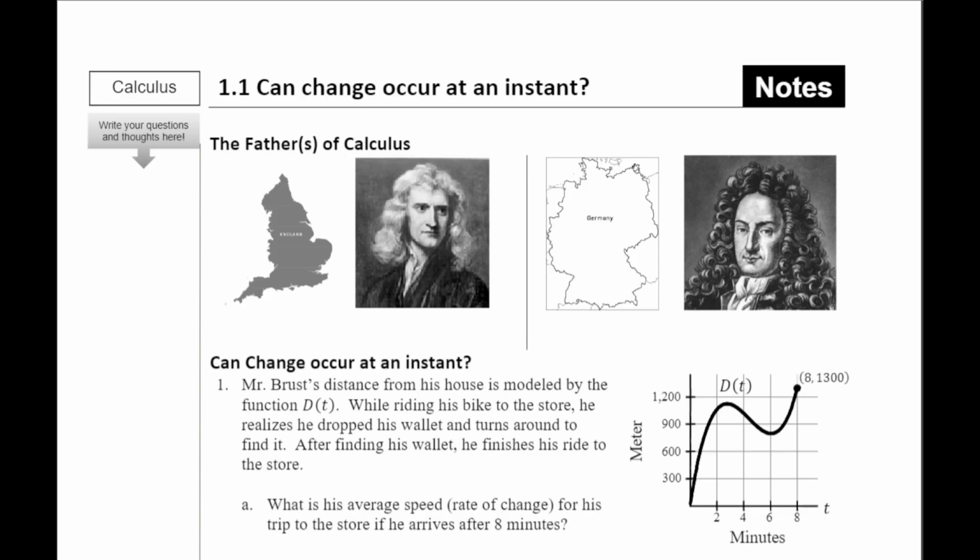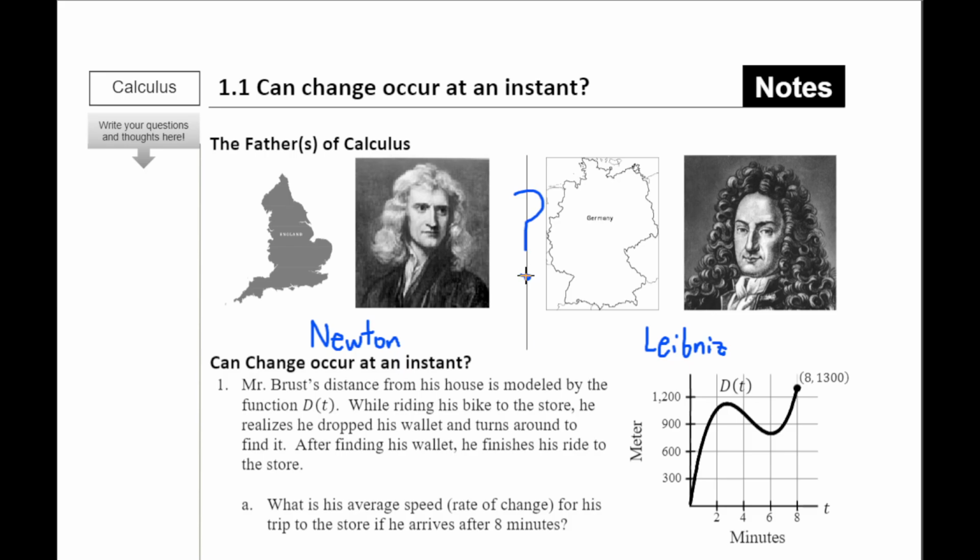1.1 Can change occur at an instant? You're probably wondering who these two people are right here. This guy on the left, his name is Newton. The guy here on the right, his name is Leibniz.